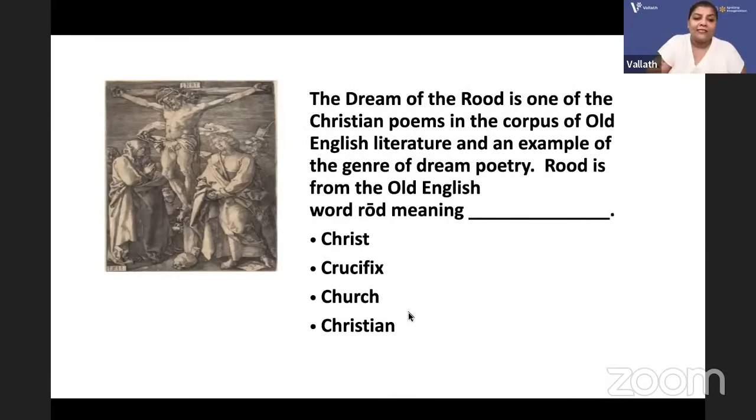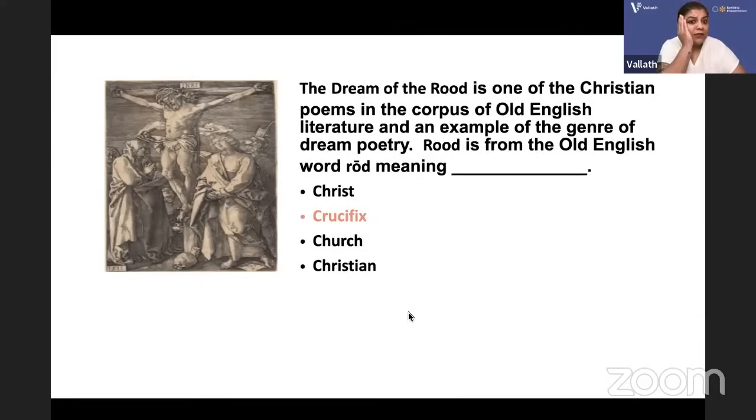This is actually something like this was already asked. Very good question. The Dream of the Rood is one of the Christian poems in the corpus of Old English literature. And it's an example of dream poetry. What do you mean by rood? It is derived from the Old English word rood. What is the meaning of rood? Ankita, tell us. I think it means crucifix. Yes, the crucifix on which Christ is crucified is dreaming.